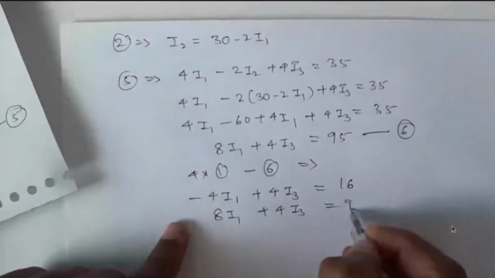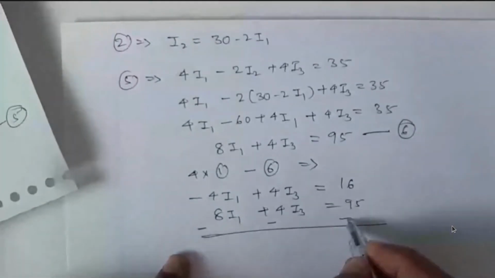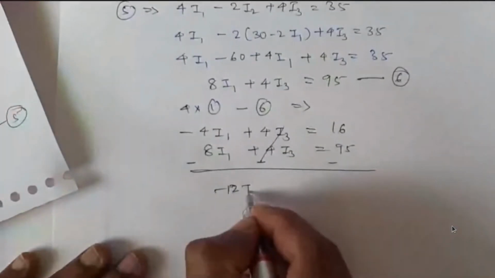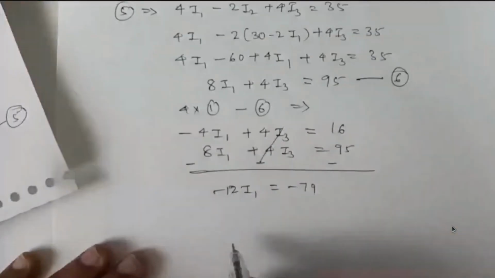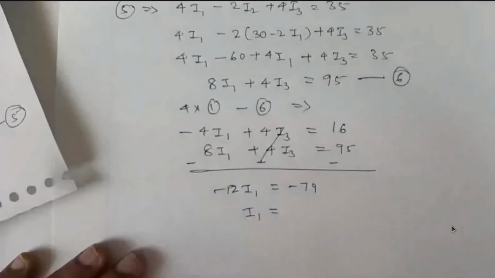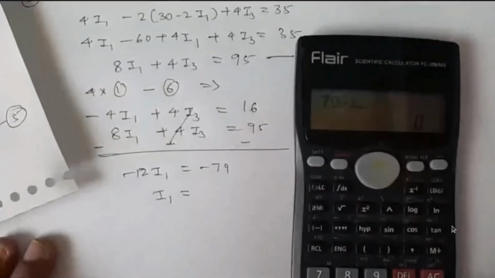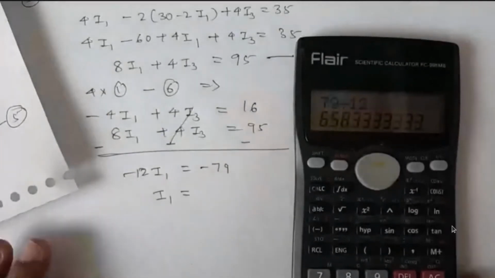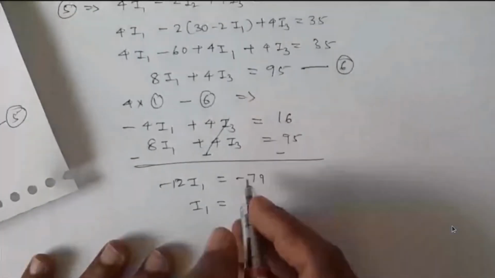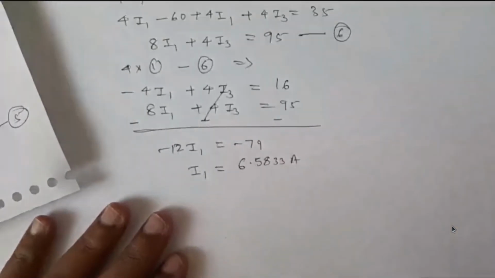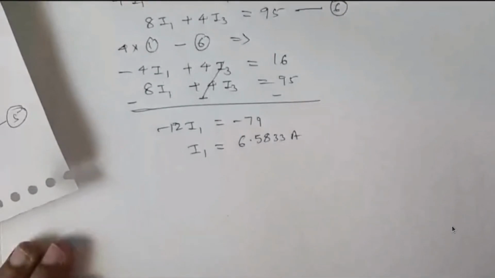Now if you subtract, this minus this, the 4I3 terms will get cancelled. What you get is minus 12I1 is equal to 95 minus 16, which is minus 79, right? So now I1 is equal to 79 divided by 12, which is 6.5833 ampere. That is your I1.